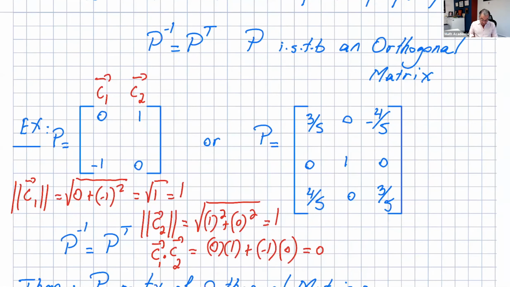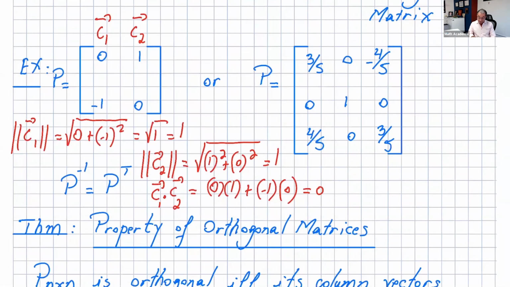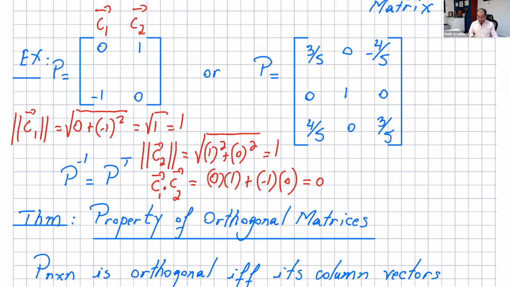So try to do this. We learned how to find the inverses and the transpose of the matrices. Try it for this matrix and try it for that matrix and see if the inverse equals P transpose, and it will be.